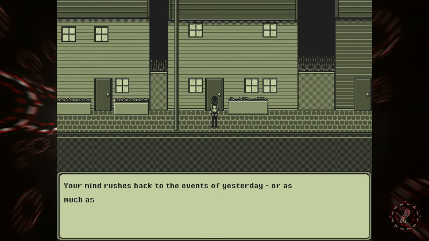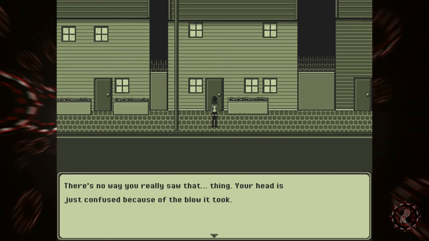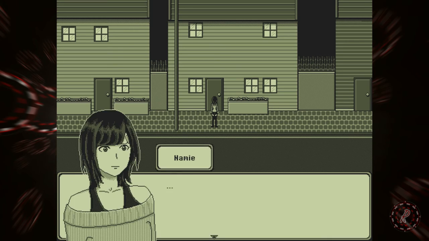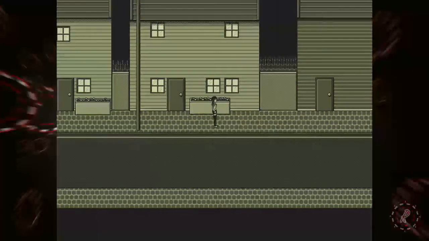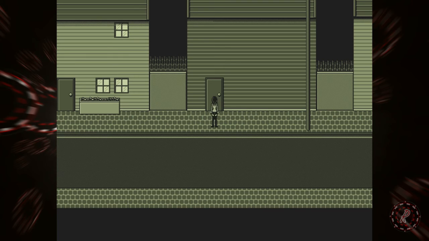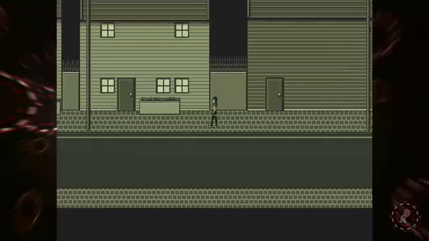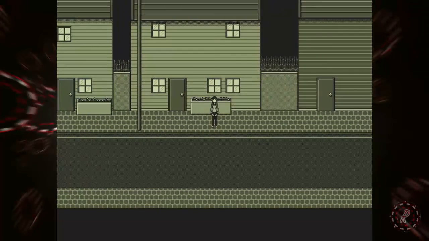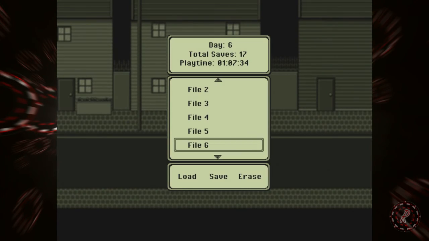You stop in front of the door. Your mind rushes back to the events of yesterday, or as much as you can remember, and you hesitate. There's no way you really saw that thing. Your head is just confused because of the blow it took, right? So why did you run out of the house yesterday? Come on, man. I do not want to go back in there.